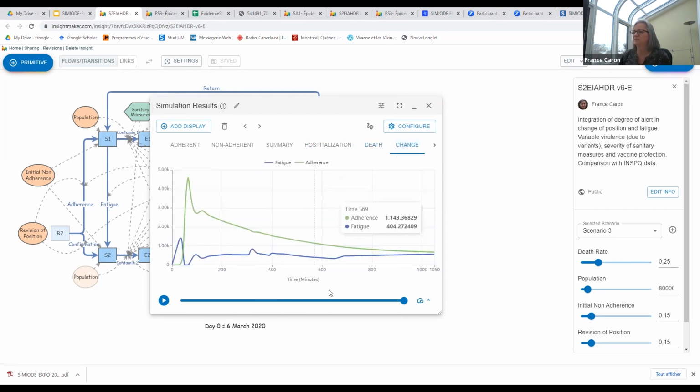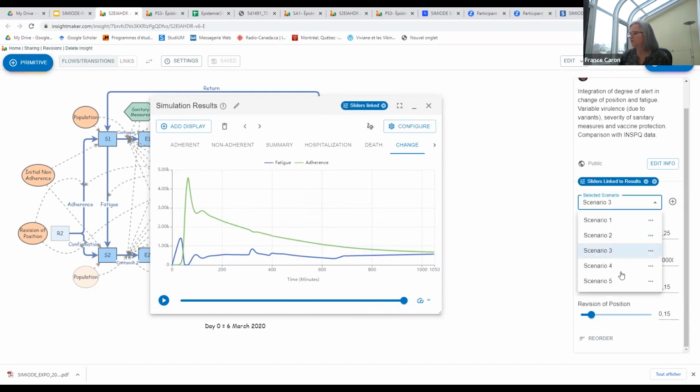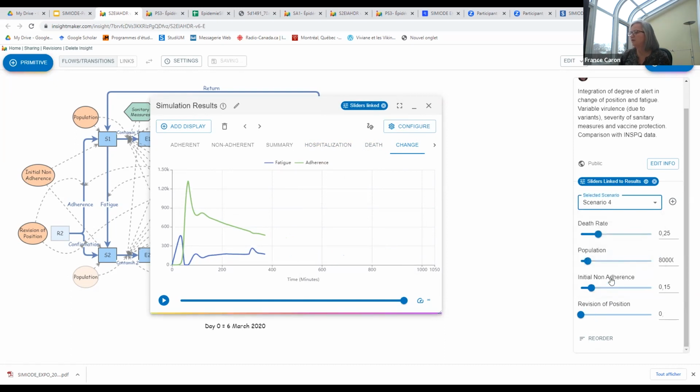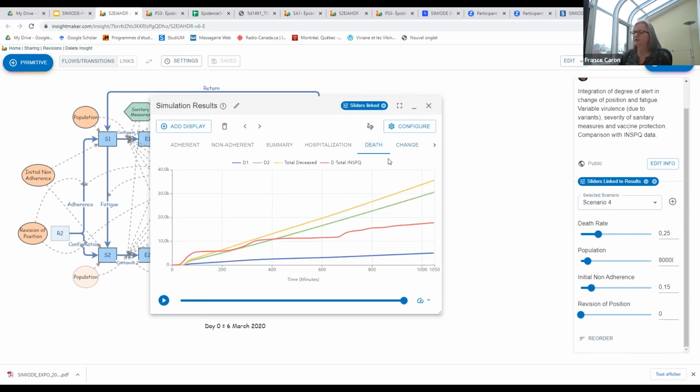What is interesting to see also is how people change from one group to another. And if I were to link those results to those sliders, I could move here, or we can change a scenario, which is a combination of all those parameters. And here, we just move the revision of position to 0. So people from group 2 stick to their position, and only people from group 1 change position. If we look now at the deaths, whereas the data showed 18,000 people dying from COVID here, we would have doubled that with just changing this parameter, if people from group 2 did not change position.